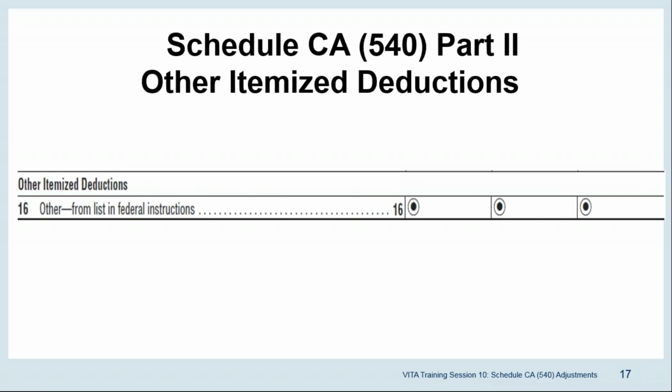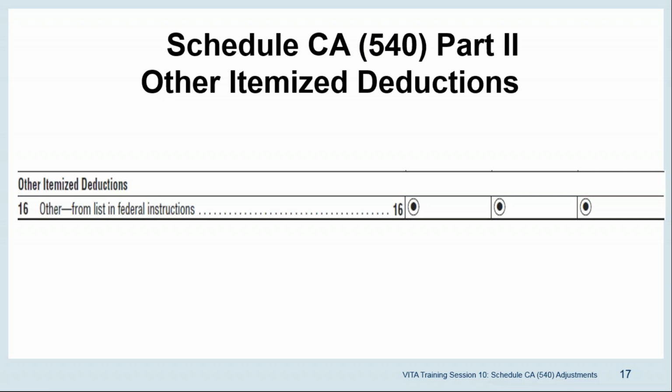For line 16, other itemized deductions, generally California law conforms to federal law and no adjustments are needed. However, for 2018, there are several differences. Refer to the Schedule CA 540 instructions for more detail. Here are a few common adjustments you will need to make. Unreimbursed work-related expenses: complete Federal Form 2106 for employee business expenses and enter the difference between federal and state law in columns B and C. Refer to the Schedule CA 540 instructions for additional information.